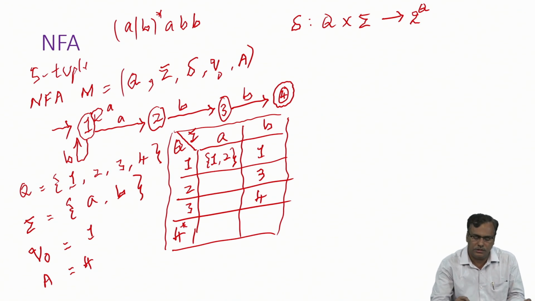I think now you have understood the terms in this 5-tuple: the set of states, the input alphabet, the transition function, the start state, and the set of final states. You may have one or more final states, but you will have only one start state, right?